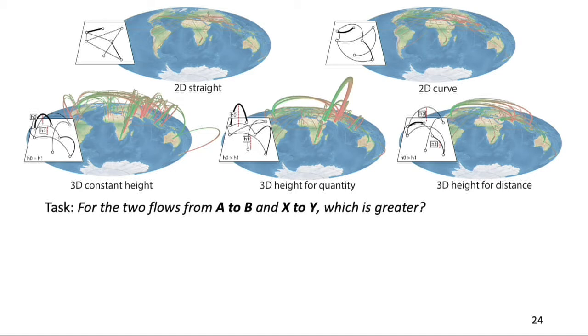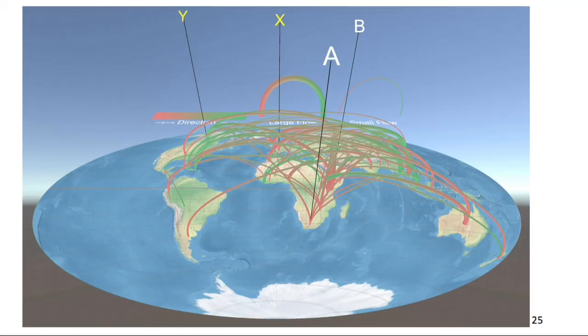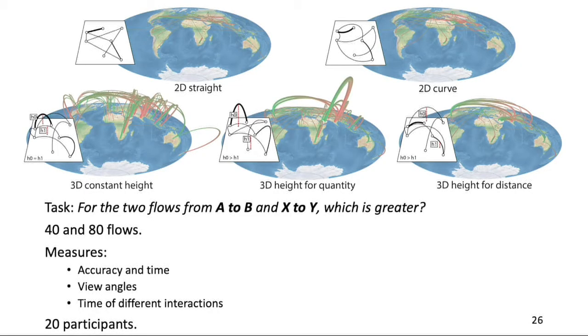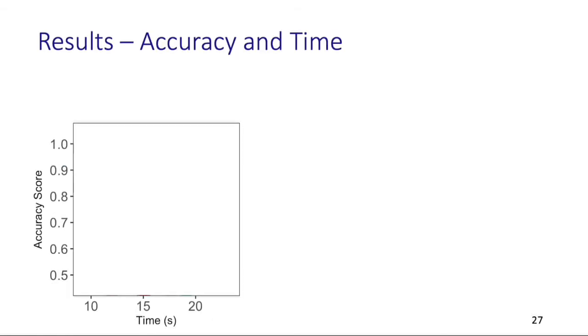We tested a task involving both search and compare operations, that is, find and compare two flows. We used leader lines to label the two pairs of origins and destinations, as demonstrated in this figure. We recorded time and accuracy. We are also interested in user interactions, so we recorded the view angle and the time spent in different types of interactions.